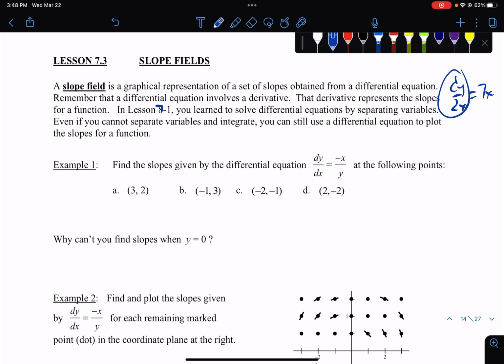It's about using the derivative equation to draw estimated slopes on the graph to give a visual representation of what the general solution would look like. So even if you can't separate variables and integrate, you can still use the differential equation to plot the slopes and get an idea of what the function looks like.